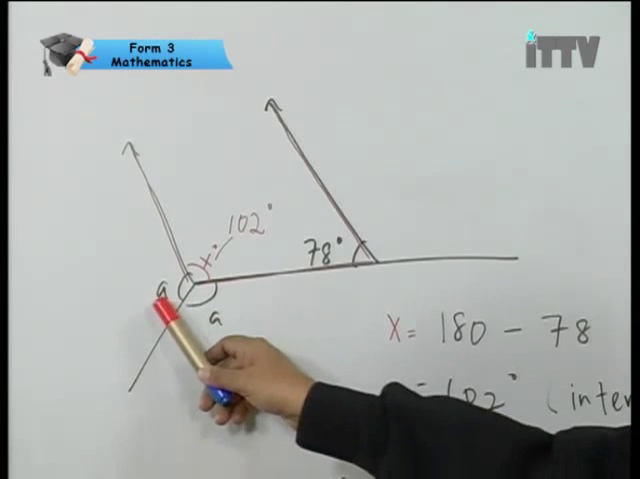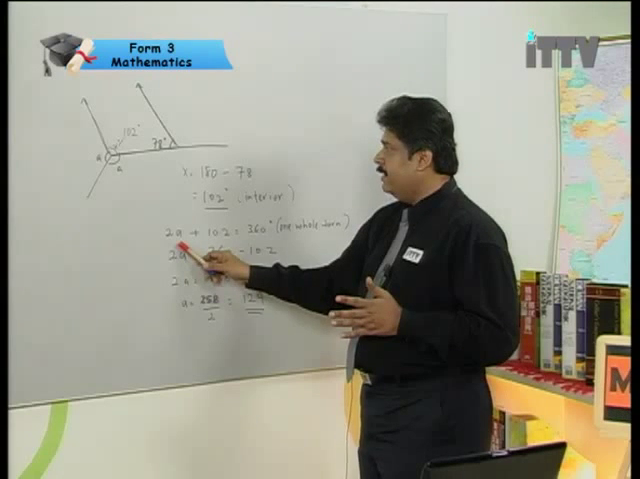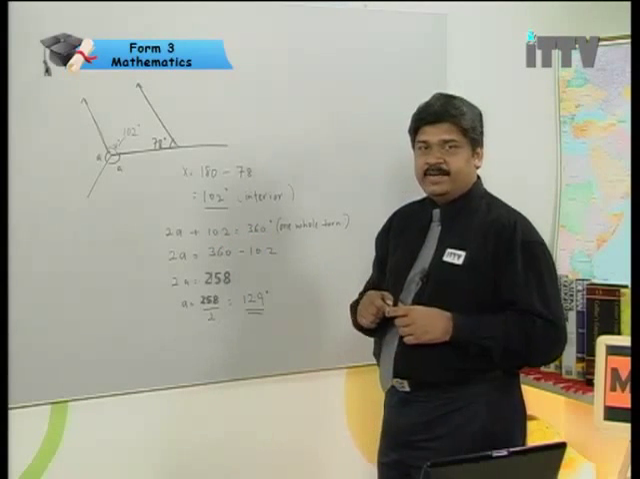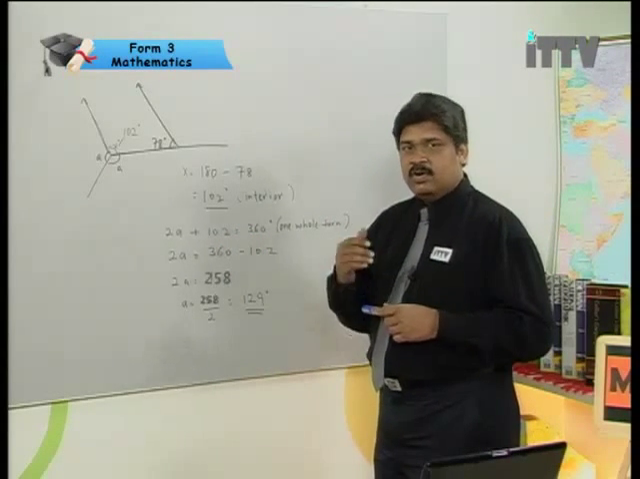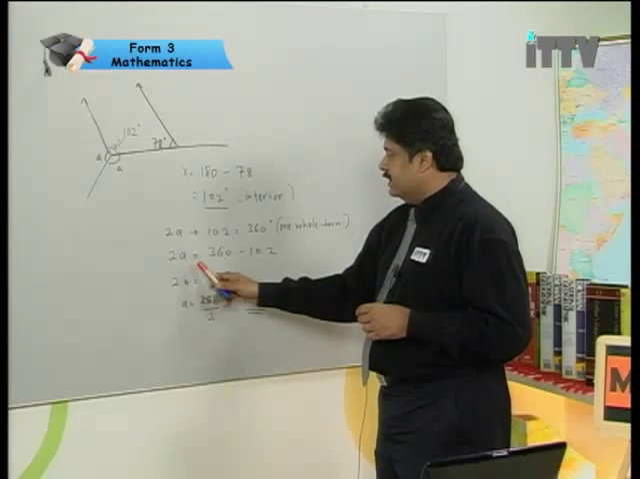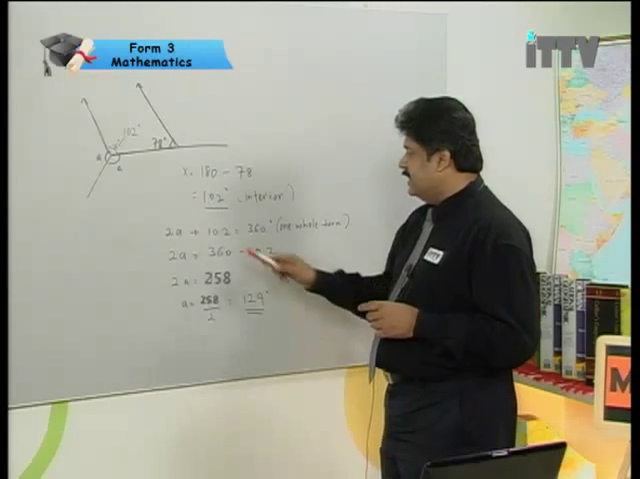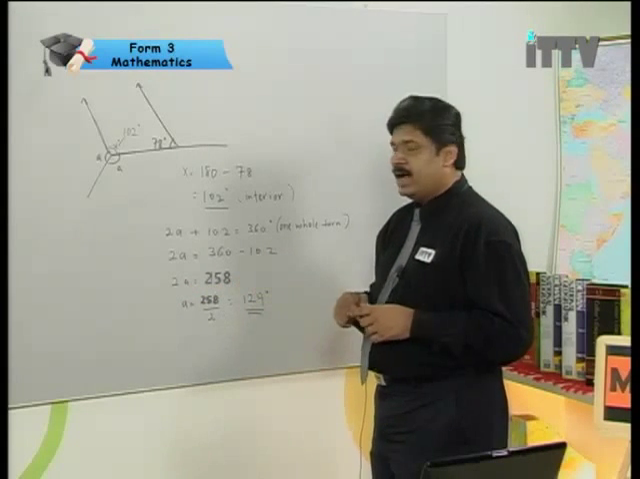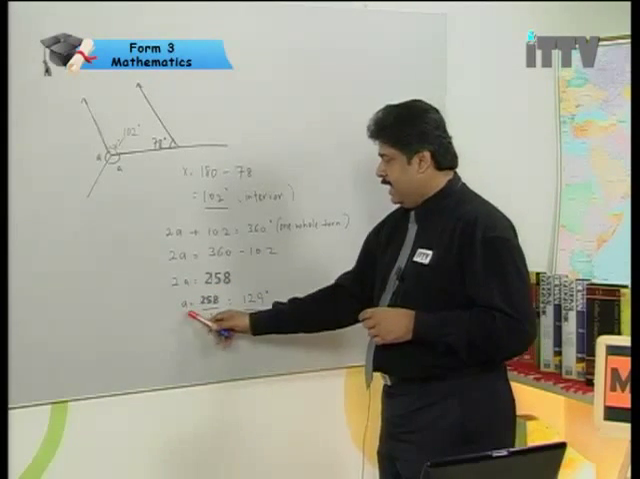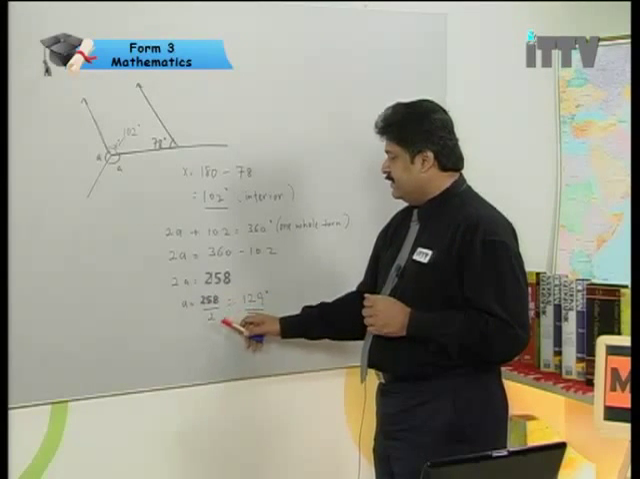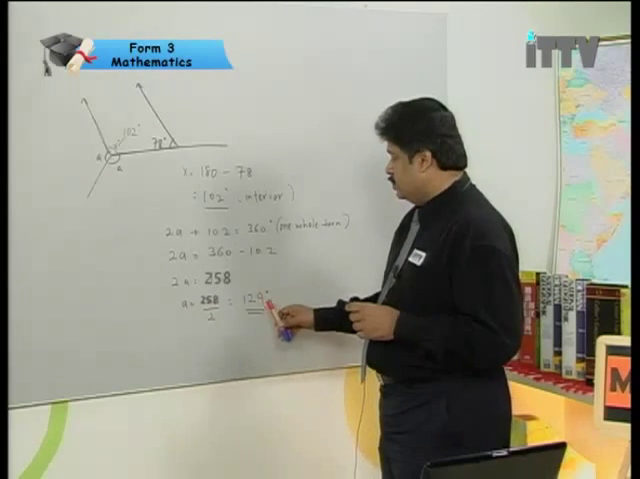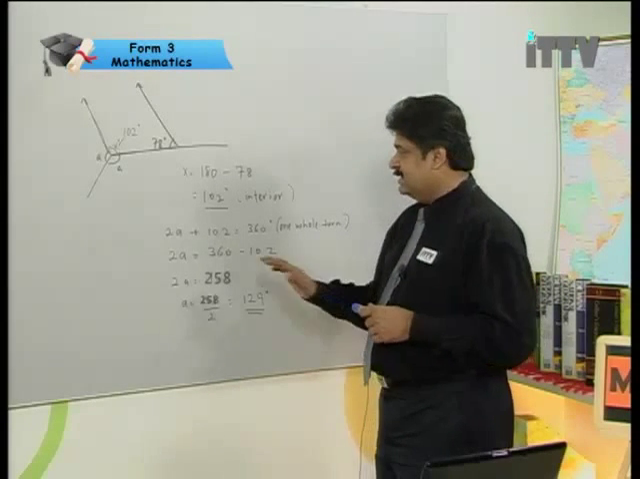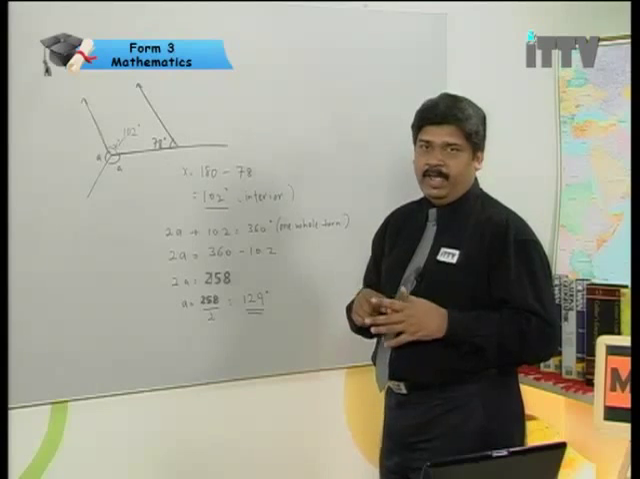So, A plus A will give me 2A. Add that up to 102, that should give me 360. So, let's look for A. 2A is equal to 360 minus 102. 2A is equal to 258, and A is equal to 258 divided by 2. I should obtain 129. This is how we do for A.